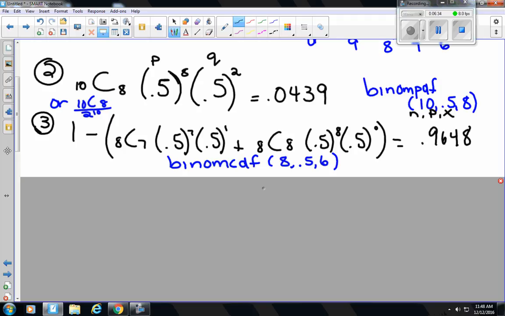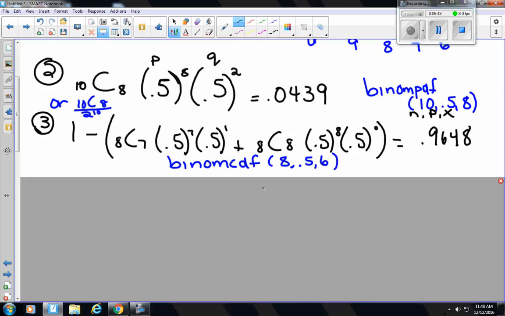Yes, N is the total number of trials. P is probability of success, and Q is probability of failure, which is just the complement from 1. Can you remind me how to find the distributions? Go second VARS and scroll. You'll see all your distributions there.